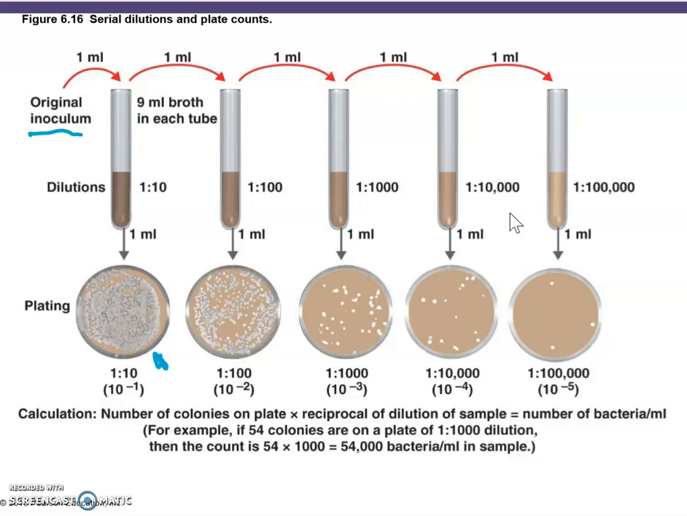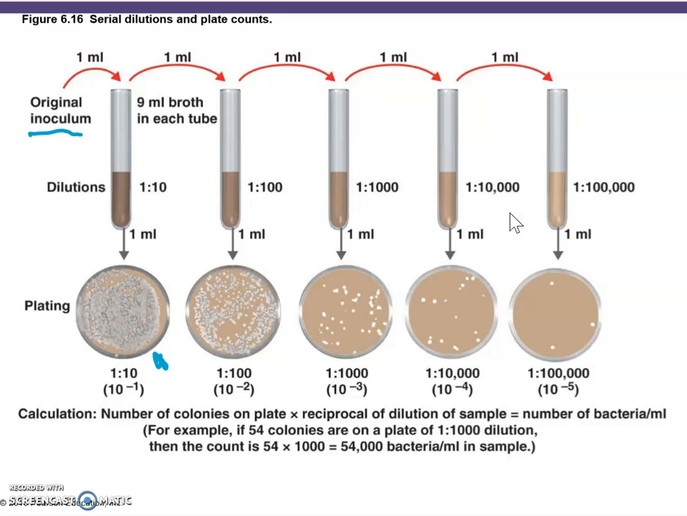Then here your next dilution would be a 1 to 100 dilution. So you take 1 milliliter of this stuff and put it into this test tube, which also contains 9 milliliters of broth or some buffer. And now you have 10 milliliters of 1 to 100 diluted material. Take 1 milliliter of that and put it on top of some agar, spread it out, and see what happens. Most likely it was still too many bacteria to count.